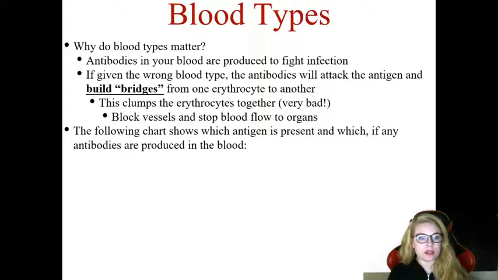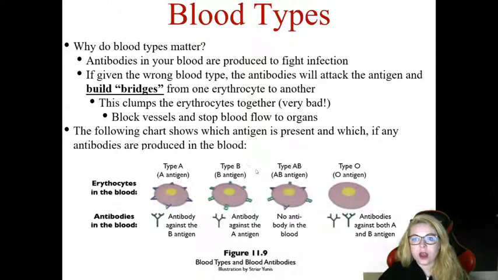You don't want blood cells building bridges connecting to each other, because we know that they need to be flowing freely through our blood vessels to get where they need to go. And so if they form bridges, they clump, and this is very serious and very bad. It blocks the flow to organs. And so if we look here at the following chart, it's going to show you which antigen is present, if any, and which antibodies are produced, if any.